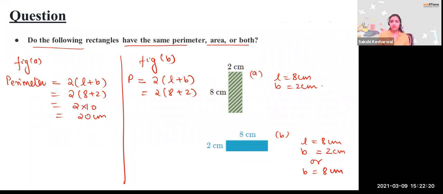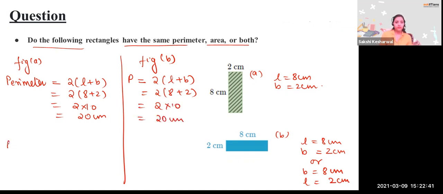There's no specification that this one is the length and this one is the breadth, but generally we take that this one is the length and this one is the breadth. So this is the way we say. If you take this one as a breadth, if you're looking in the other way, you can say this 8 is a breadth and 2 is your length. So you can go either way. So 2 into 10 is what? 20 centimeter. So the perimeters are the same.